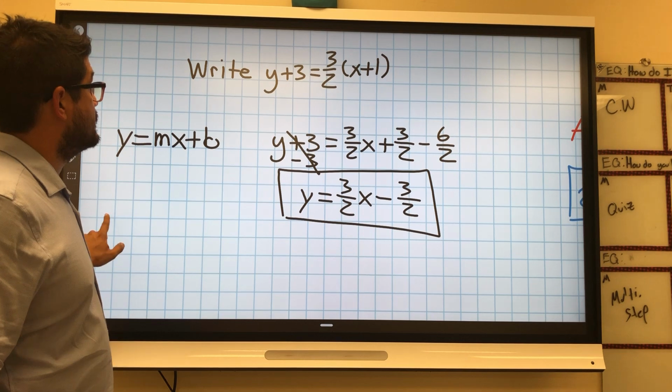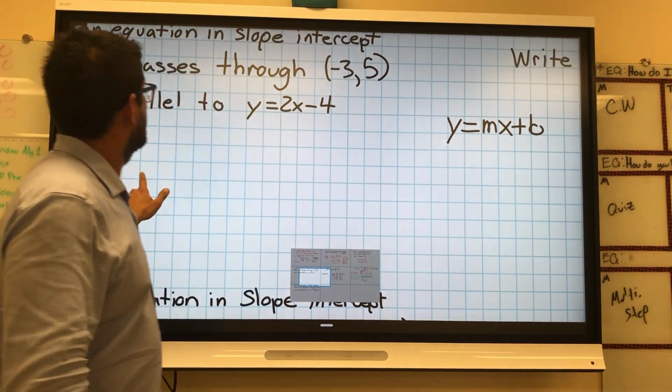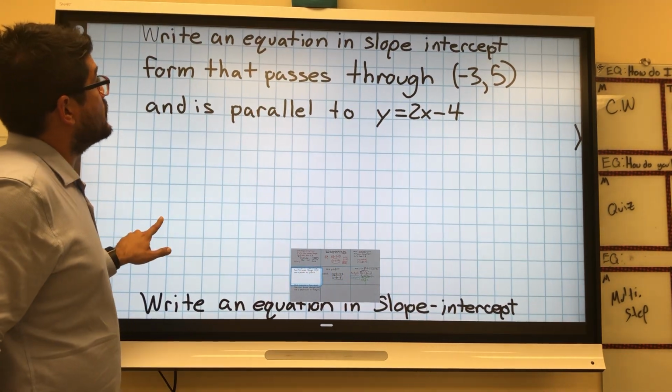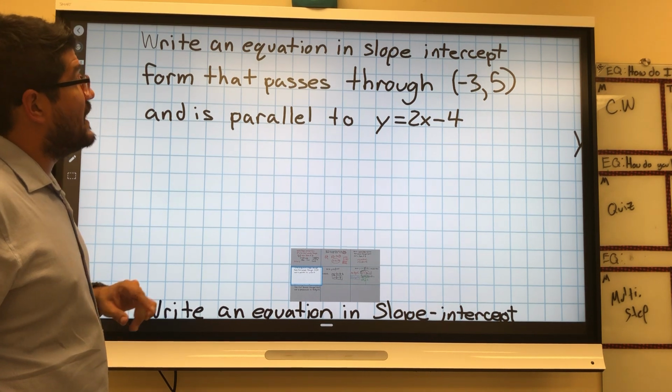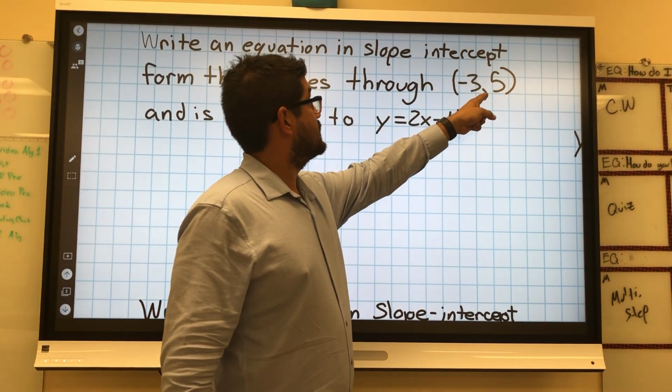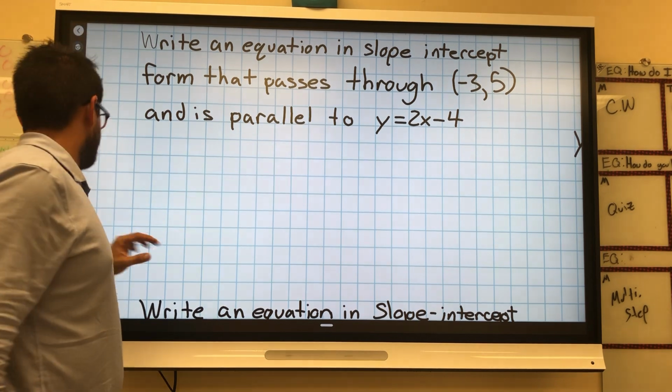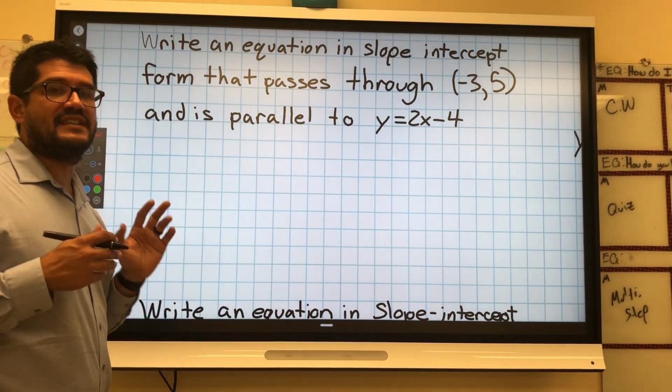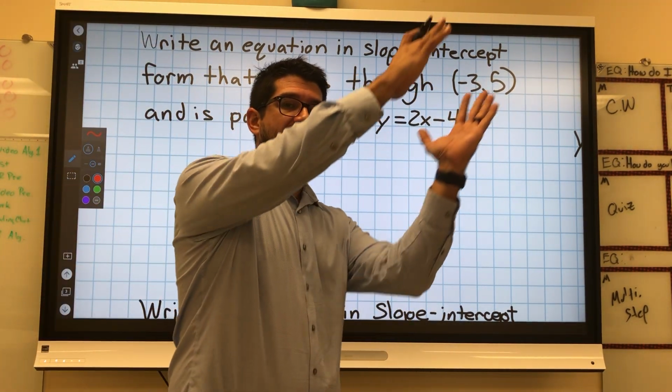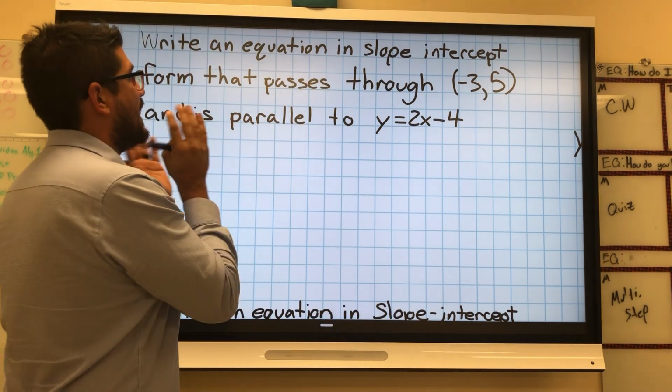All right, next. Here we go. Write an equation in slope intercept form that passes through this point, but is parallel to this. Now, parallel means they have the exact same slope. They're increasing at the exact same rate. So if they're parallel, they have the same slope.